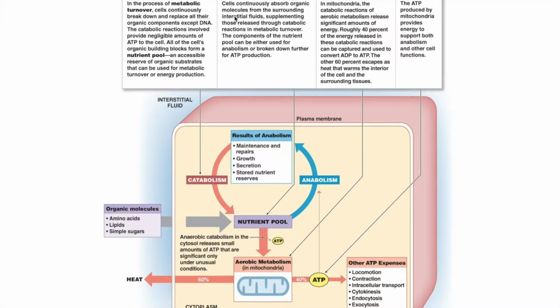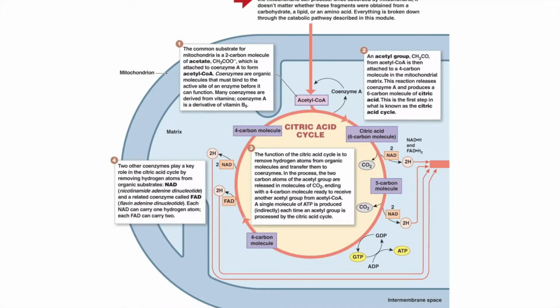And all of the cell's organic building blocks or nutrients form what's called a nutrient pool. This nutrient pool can be used for energy production or for making new organic components. So inside the mitochondria, nutrients can be broken down for energy. 60% of this is lost as heat. 40% is stored as ATP and used for cell functions. And cells get most of their ATP from the electron transport system, which is linked to the citric acid cycle. Both of these happen inside the mitochondria, and we're going to take a closer look at them.